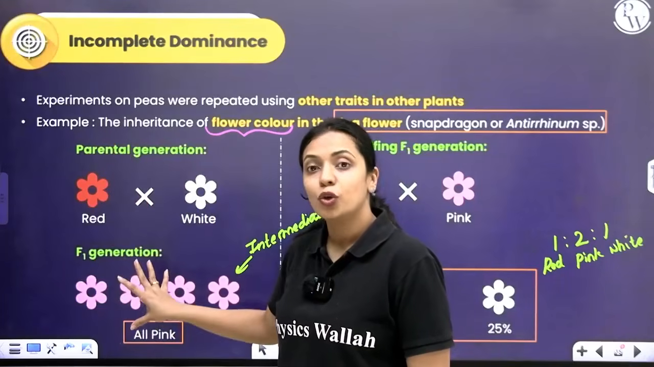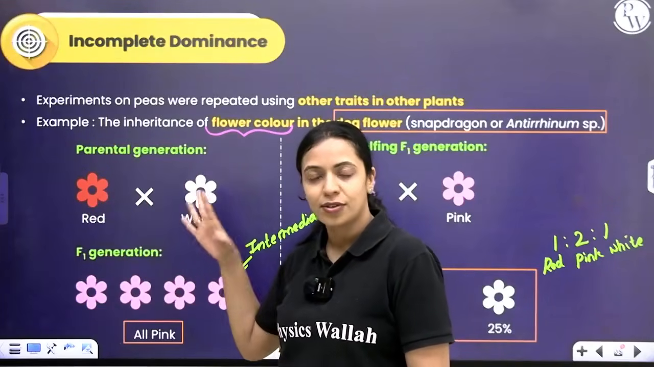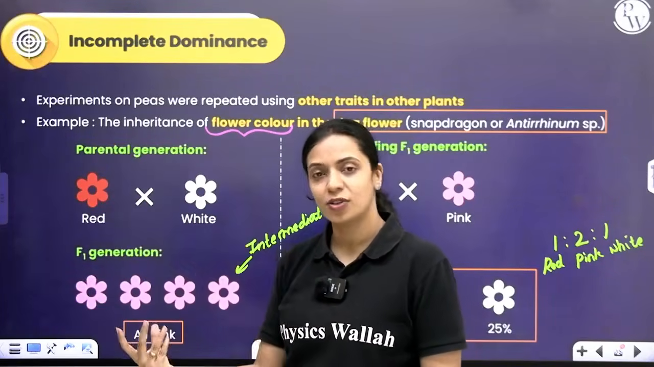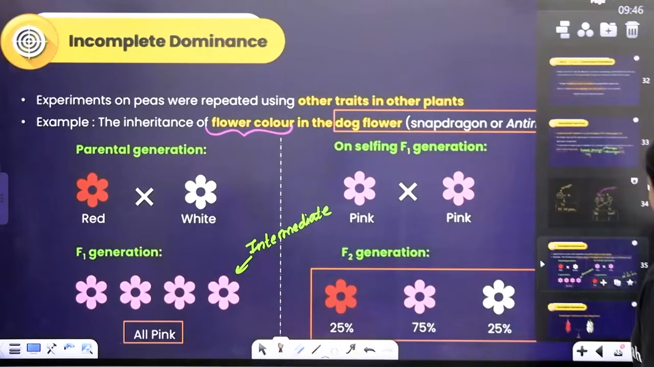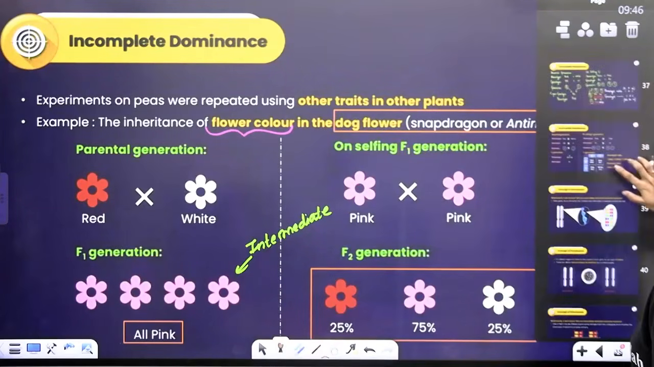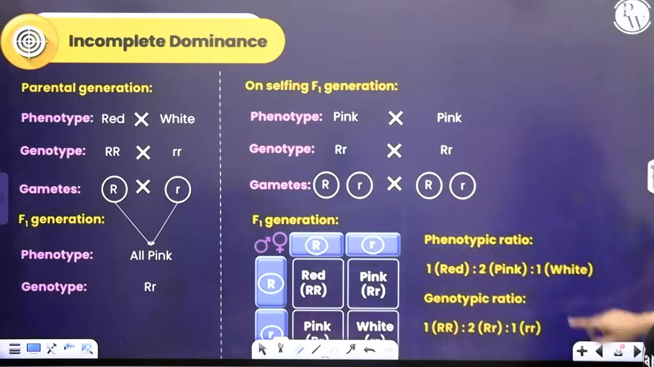We are seeing a new phenotype which is intermediate. So it is like partial dominance, not completely dominating. So this is called incomplete dominance. Okay, so I have represented the same thing over here in this slide.